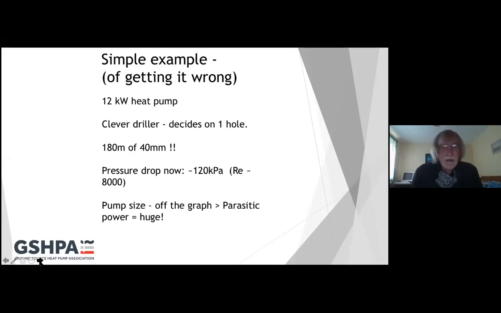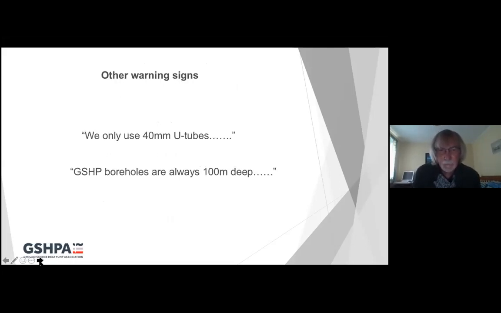3 months later, I met up with the client, who was a rep for a manufacturer, and I said, how did it go? And he said, well, the driller turned up and said, forget 3 holes, I'll just do a 180 meter hole with 40 millimeter U-tube. So the pressure drop now is 120 kPa, and the pump size has gone off the graph with a parasitic energy consumption that's just huge. So you completely destroyed any potential efficiency of this system. Again, he might as well have sold an air source heat pump.